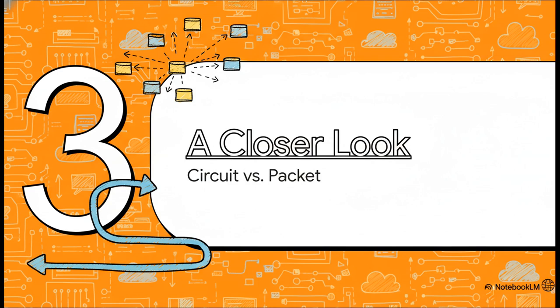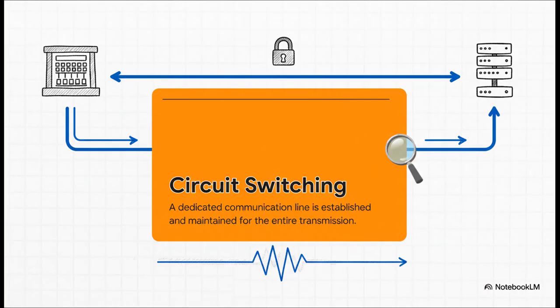So, let's dive in a little deeper now. Let's look at the technical details and see what really makes these two methods tick. So circuit switching is the old school model. Think about the original telephone system. When you made a call, a physical circuit, a line, was literally opened up and kept open just for you for that entire conversation. Your voice traveled as one single continuous stream along that one dedicated path.